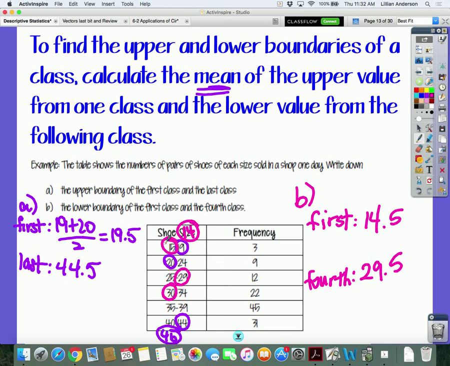If it's the upper boundary, then we use the upper bound for the first class, and then the lower bound of the class that follows it, and then for the last class, it would have been the upper boundary for the last class, and then the one that goes after. So if you're thinking lower boundary, the smaller one and the one before; upper boundary, the higher one and the one after.